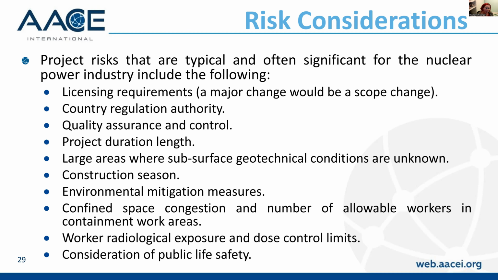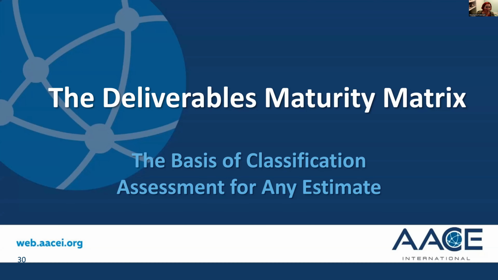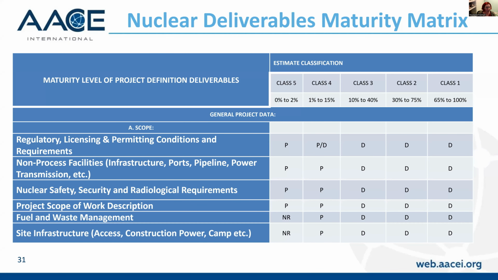So the key takeaway for any organization is to assess their own historical database, right-size the guidance provided in estimate classification RPs, and where the risk profile of the project warrants, apply the right level of conservatism. So let's take a look at the deliverables maturity matrix, which is the basis of classification assessment for any estimate, as I mentioned, specifically in this RP.